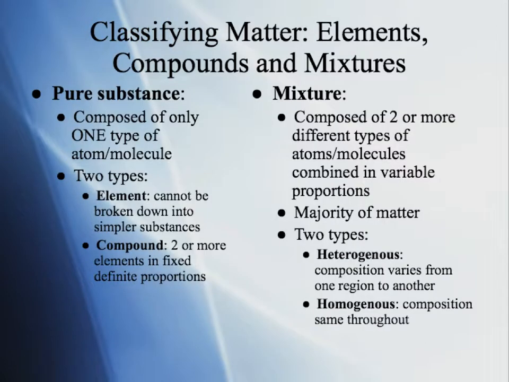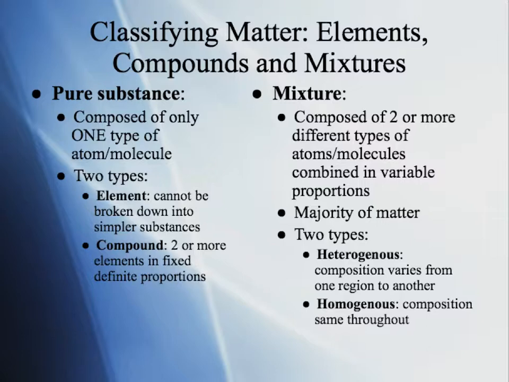All right, so let's move on to classifying matter in a different way. We can classify matter as solid, liquid, or gases. We can also classify matter as elements, compounds, or mixtures. So we can classify matter as pure substances or mixtures of substances. A pure substance is composed of only one type of atom or molecule. So there are two types of pure substances.